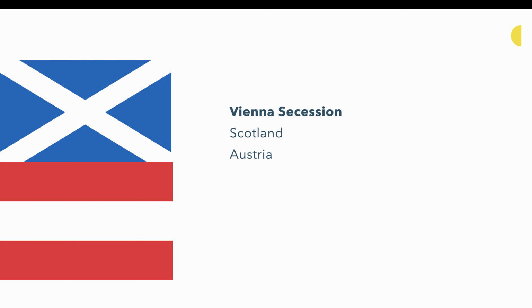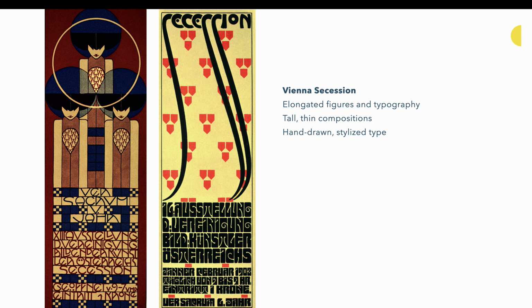The Vienna Secession hails from Scotland and Austria. So it might be in English, or it might say something like Secession Steel, and it would tell us what we're looking at. They love elongated figures like the ones on the left and type. And they love these very tall, thin compositions and that hand-drawn, incredibly stylized type. Sometimes it looks like psychedelic type from psychedelic posters.